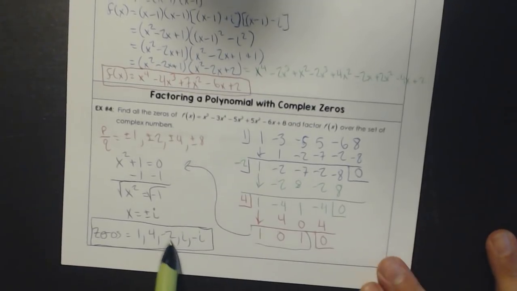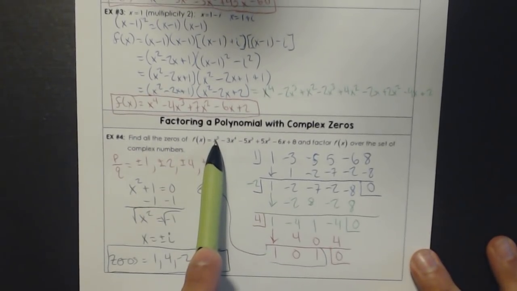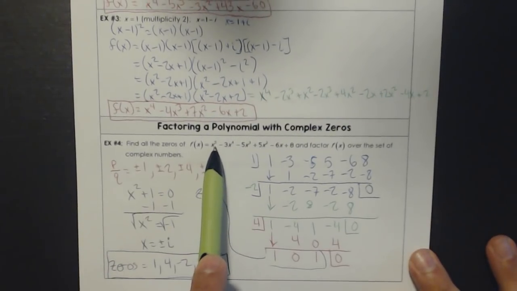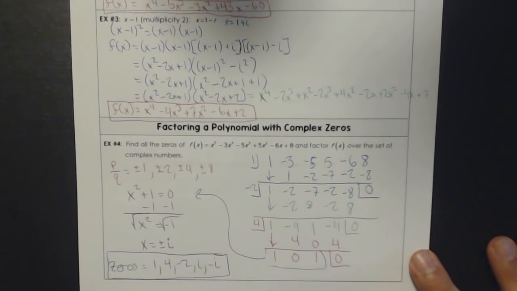And sure enough, remember, the highest degree tells us how many complex zeros we have, regardless of whether it's an imaginary number or a real number. In total, we should have 5 zeros. 1, 2, 3, 4, 5. We're good. We've done it correctly.